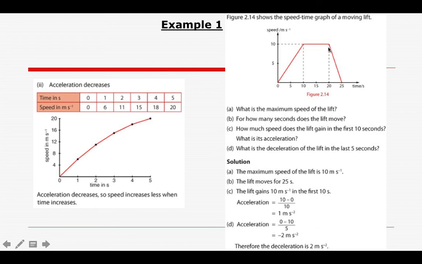You can interpret it another way as well, because acceleration is the final velocity minus the initial velocity divided by time. For this part from 20 to 25, the final velocity is 0 and the initial velocity is 10. So 0 minus 10 divided by the time, which is 25 minus 20, gives you minus 10 over 5, which is negative 2 meters per second squared.